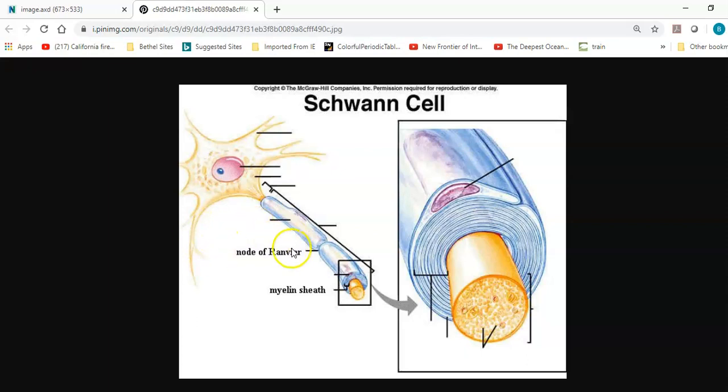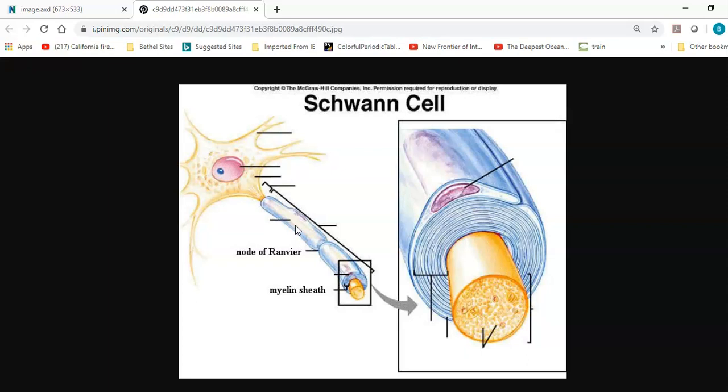But this issue of loss of Schwann cells is important. Multiple sclerosis isn't the only issue that can cause that. Lead exposure can. One of the reasons why lead exposure is so bad is because it can cause demyelination, and if it's in a child in particular as they're developing, that's particularly problematic.